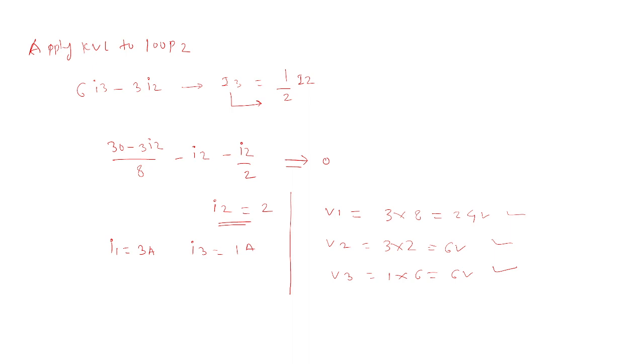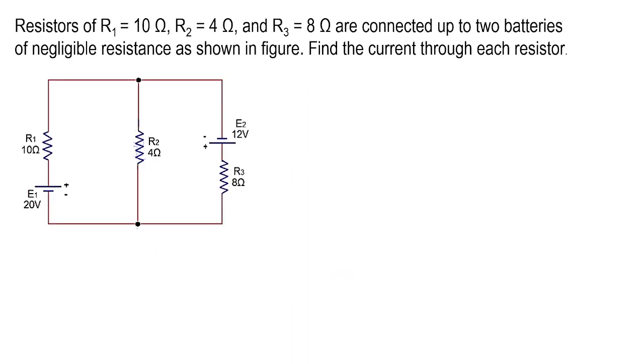Okay. So again you can see this is another example. हे अजून एक एक्झाम्पल आपल्याला डिस्कस करायचं आहे. Resistors of R1 is equal to 10 ohm, R2 is equal to 4 ohm, and R3 is equal to 8 ohm are connected to two batteries of negligible resistance as shown in figure. Find the current through each resistor. What is asked? To find the current going through each resistor.